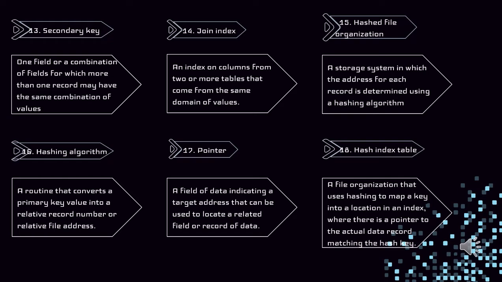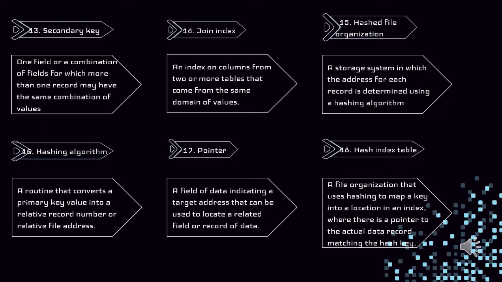The next term is secondary key, one field or a combination of fields for which more than one record may have the same combination of values. Next, join index, an index on columns from two or more tables that come from the same domain of values. Then, hashed file organization, a storage system in which the address for each record is determined using a hashing algorithm.